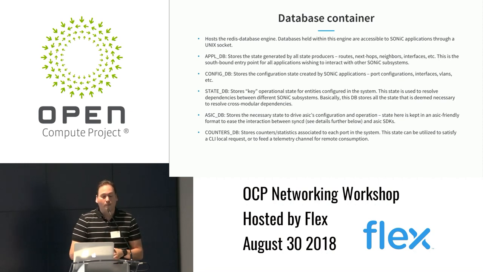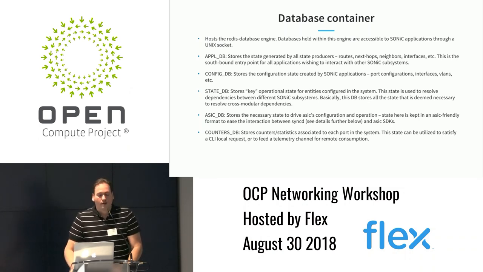We obviously have ApplicationDB, which stores all the state generated by the producers. Here we have things like routes, neighbors, interfaces. Everything that all those SYNDI guys produce goes in there. We have the ConfigDB, which is obviously the database where you store configuration.